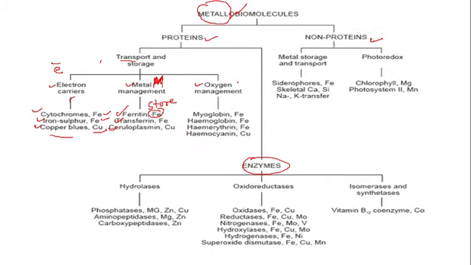Next, the oxygen management. What is its function? This has the function of storage and transportation of oxygen. Here are the examples. First, myoglobin. This myoglobin contains the central metal Fe, and has the function to store oxygen. Next, hemoglobin. This contains the metal Fe, but it has the function of transportation of oxygen. It transports oxygen throughout our body.